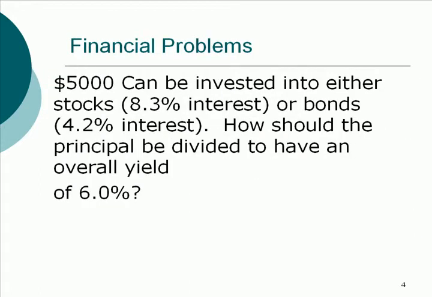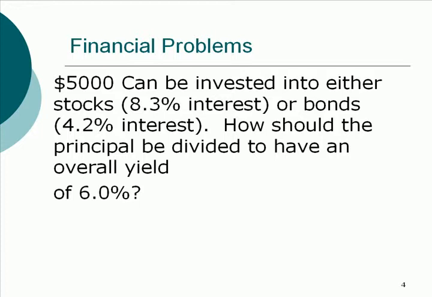We're going to take $5,000 and we're going to put it into one of 2 different accounts. We can either put it in stocks, which would be 8.3% interest, or bonds at 4.2% interest. And the question is, how do we want to split up that $5,000 so that we end up with an overall yield of 6%? That's the question that we want to answer.